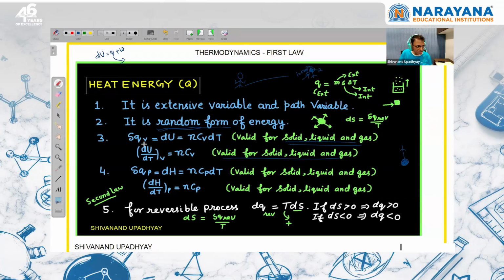Similarly, when pressure is constant, we can say that change in enthalpy with respect to temperature at constant pressure is the heat capacity at constant pressure. This is also valid for solid, liquid and gas.